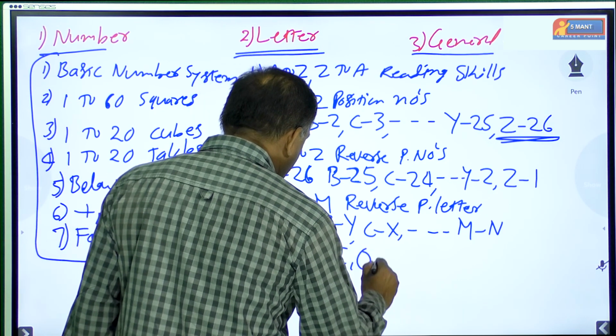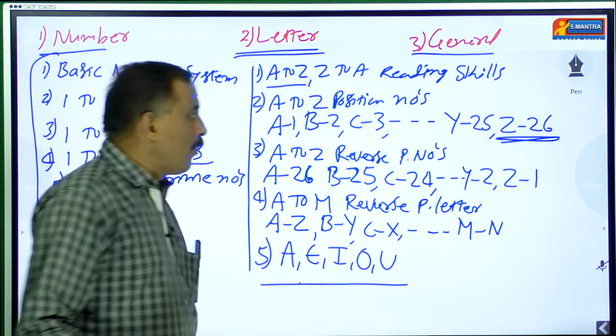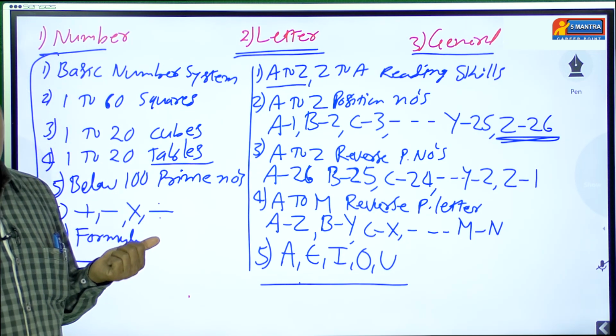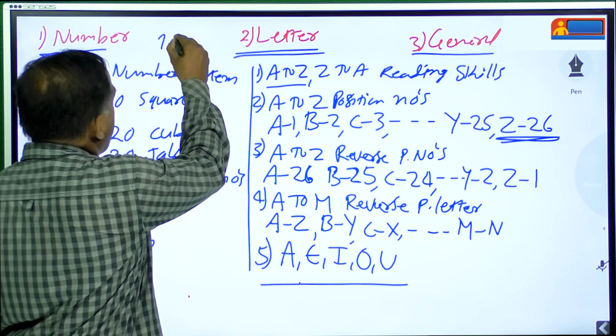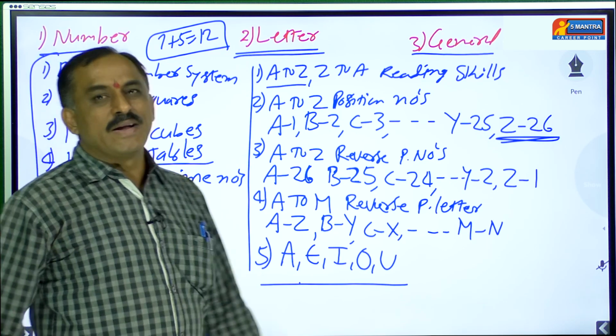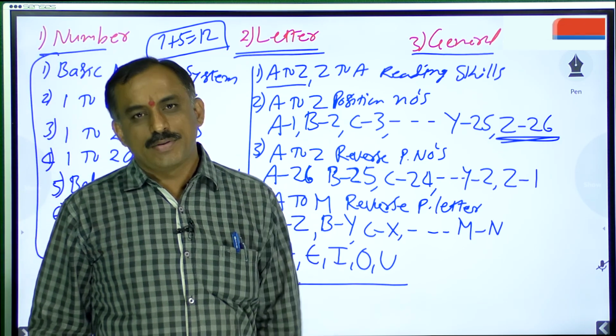A, E, I, O, U. So, just please practice these 7 plus 5, 12 points. Then the total aptitude and reasoning are very, very easy.